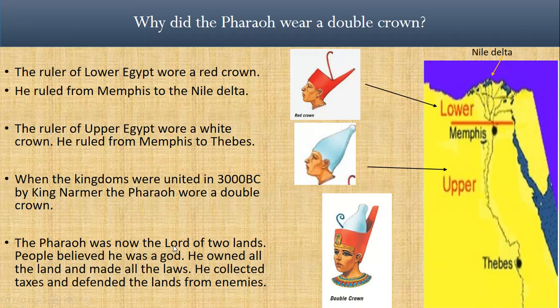The Pharaoh was now the lord of two lands. People believed he was a god. He owned all the land and made all the laws. He collected taxes and defended the lands from enemies.